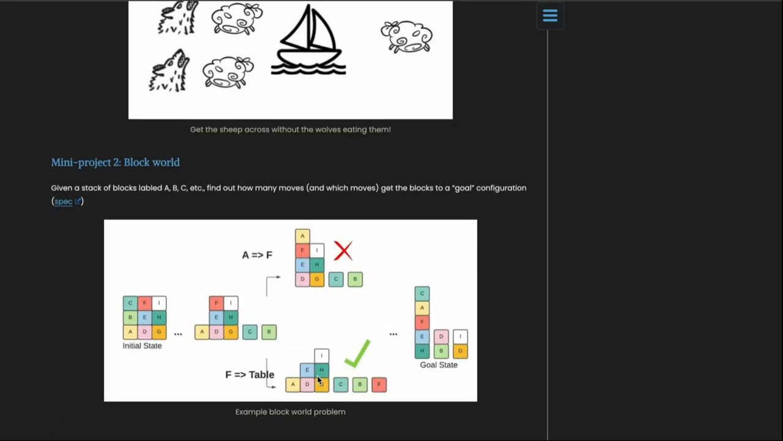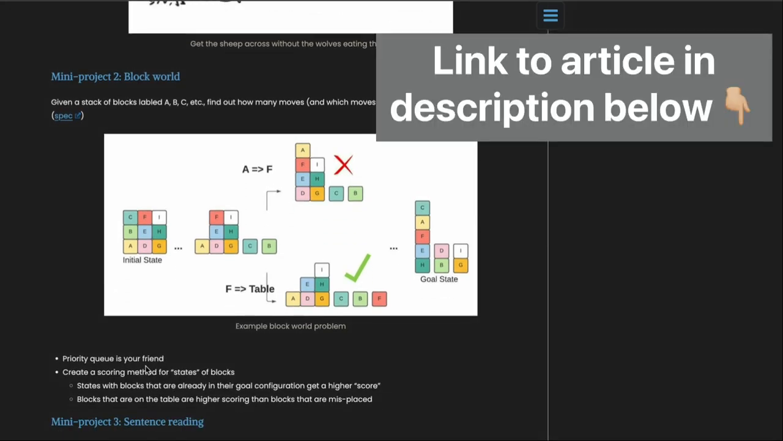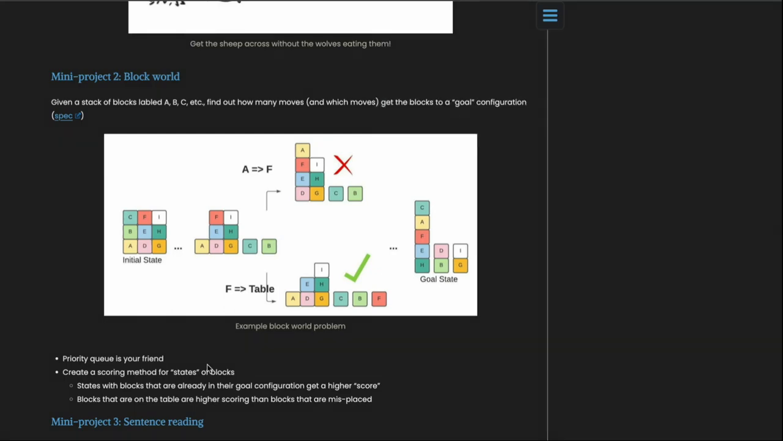Mini project number 2 is block world. So you have these blocks and you're trying to get them into a goal configuration with the least number of moves possible. And my advice for this, you can read more about the actual implementation and my suggestions in the article linked in the description below. But you want to have a way to score states, like which states are better or worse than others.